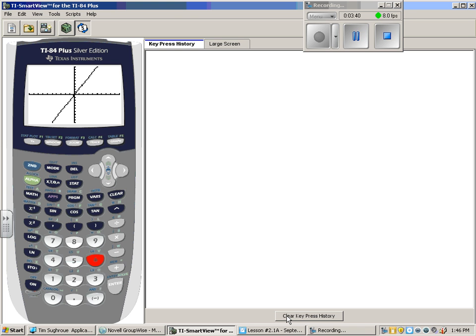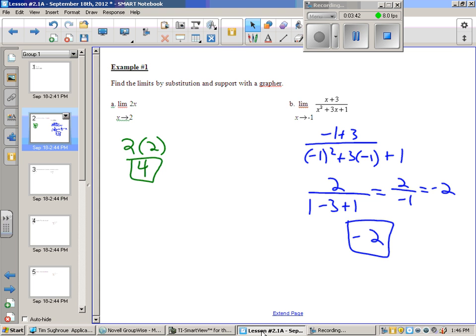Let's go back to the lesson then. We could even look at the same thing, this x plus 3 over x squared plus 3x plus 1, if we type that into the calculator. Now, it's a rational function, so we don't know for sure exactly what this is going to look like when we graph it. If we could factor the bottom, we could find the asymptotes, but it's not nicely factorable. But let's just type it in and take a look.